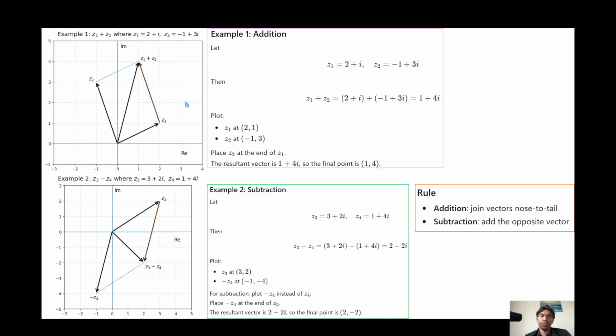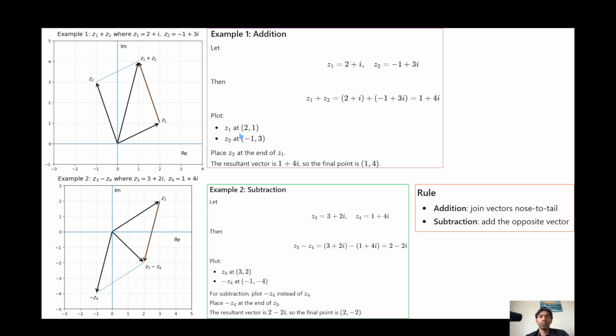So here is an example where we use addition. We want to add z1 plus z2, where z1 is equal to 2 plus i and z2 is equal to minus 3 plus 3i. So z1 plus z2, when we add them together, we end up with minus 1 plus 4i. How do we represent that on an Argand diagram?